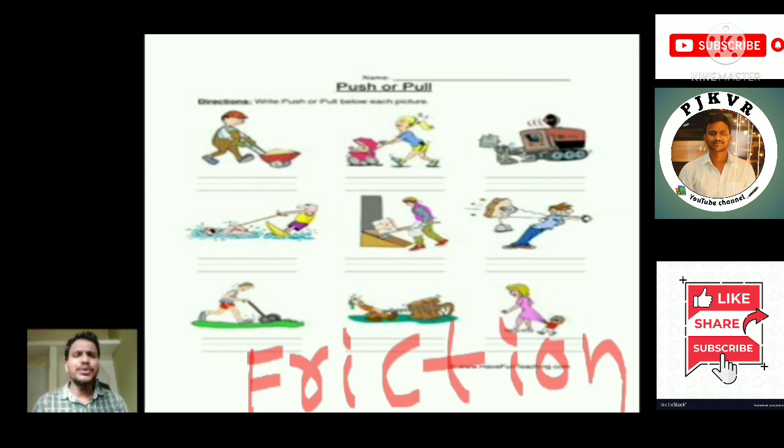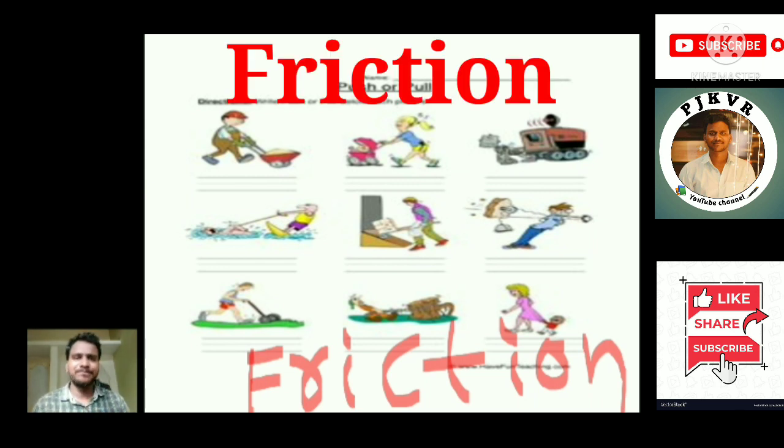Before going to the topic friction, can you define what is force? We learn the concept of force. The force means push or pull of an object. It is called the force. In this slide, these are the examples of the force. Push or pull of an object is called the force. Now today we discuss the topic friction.